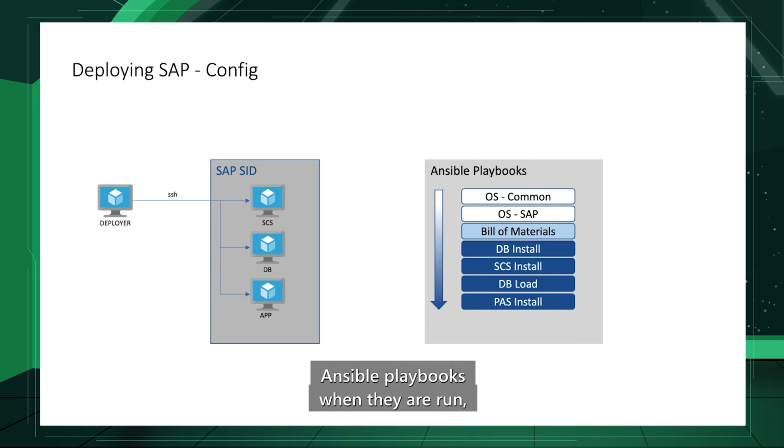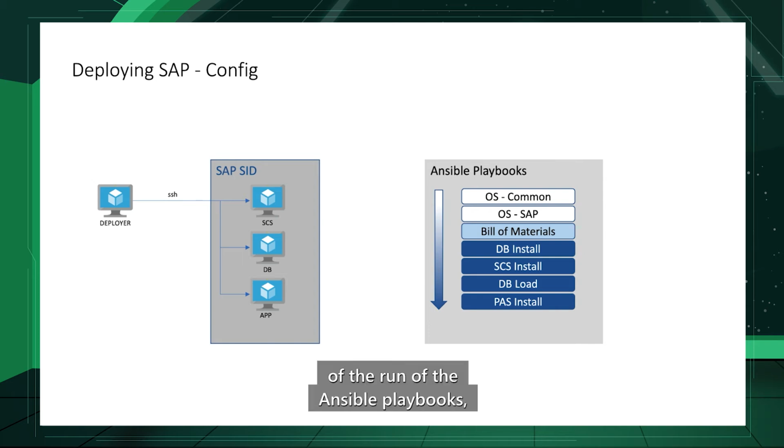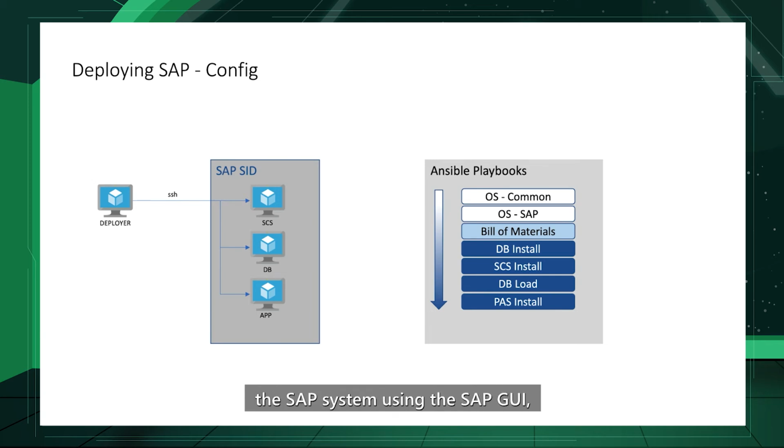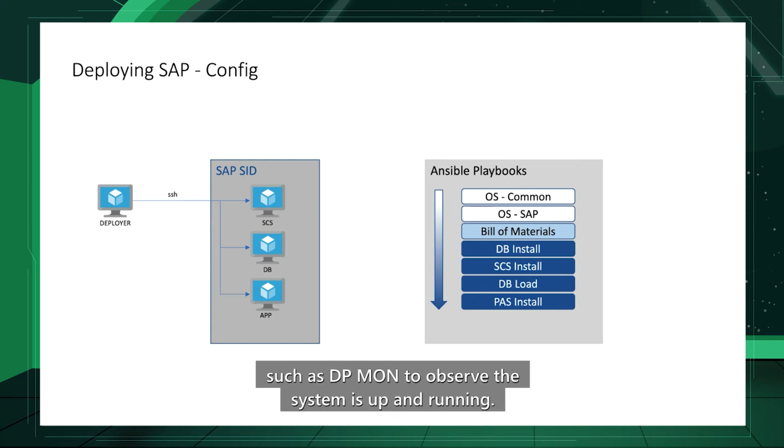Ansible playbooks, when they are run, will connect to the target servers via SSH. At the successful completion of the run of the Ansible playbooks, it will be possible to log on to the SAP system using the SAP GUI, or via SSHing into the box, we can run basis administration tools such as dpmon to observe the system is up and running.